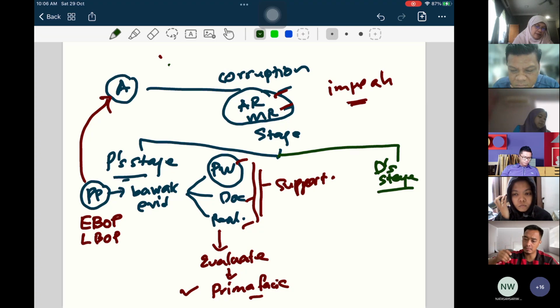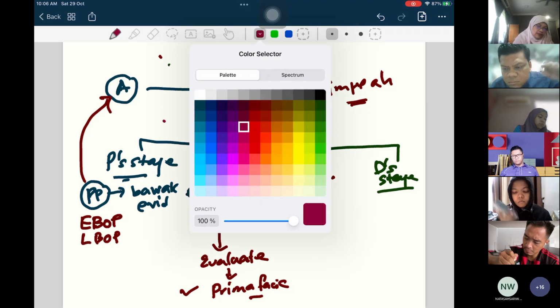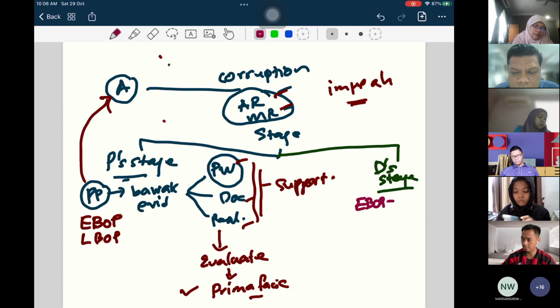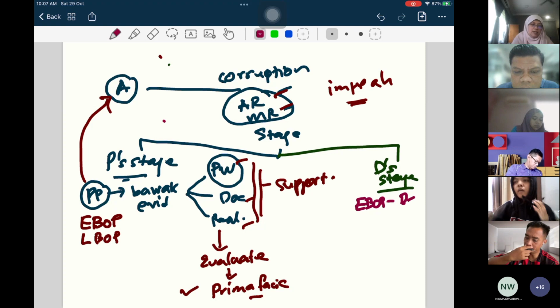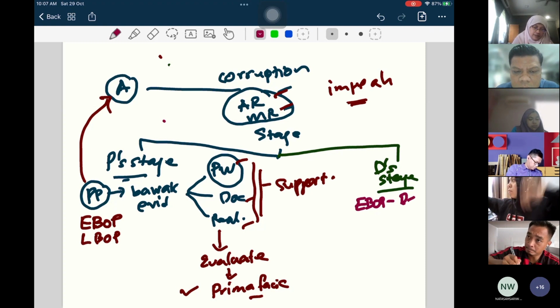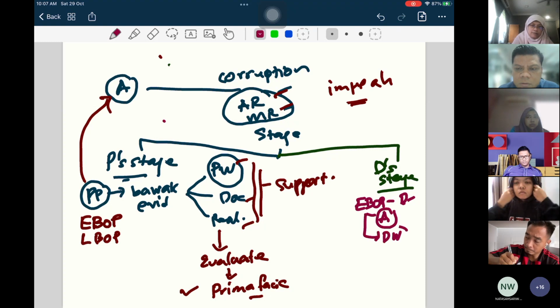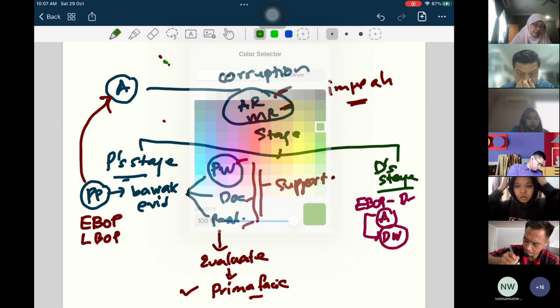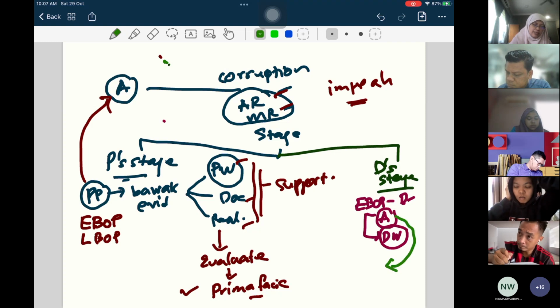Dekat defense stage, who bears the evidential burden of proof? Siapa yang pegang beban tanggungjawab membawa bukti dekat defense stage? Defense counsel. Okay, you have defense counsel. Tanggungjawab bawa bukti. So siapa yang dia akan panggil? Accused person atau defense witnesses. Okay. Now, katakanlah accused person dalam konteks ini beri keterangan dekat mahkamah. So, accused person testify in the court dan dia beri keterangan with regards to his good character evidence.